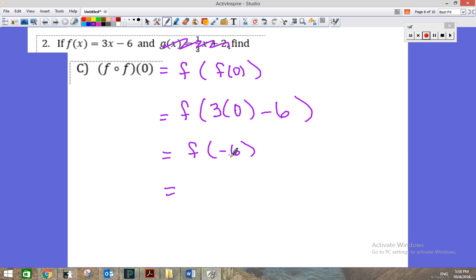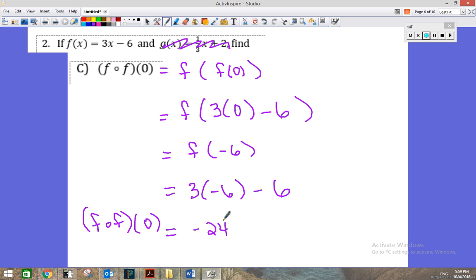So again, what does f do to the input? It creates a subtraction problem. 3 times the input minus 6. This time the input is -6. -18 minus 6 is -24. F composed with f, when evaluated at 0, is equal to -24. There's our final answer for part C.